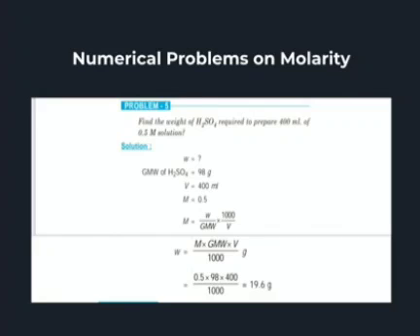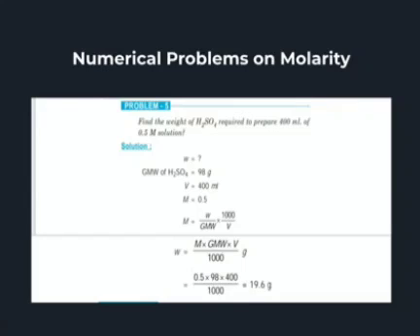Problem number 5. Find the weight of H2SO4 required to prepare 400 ml of 0.5 molar solution. Here the given data is volume of the solution V equal to 400 ml, molarity of the solution capital M is equal to 0.5 M.